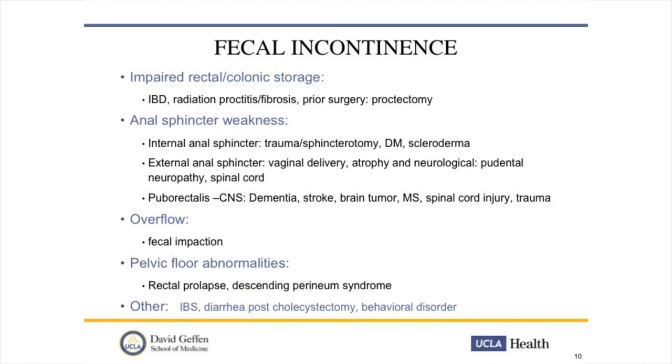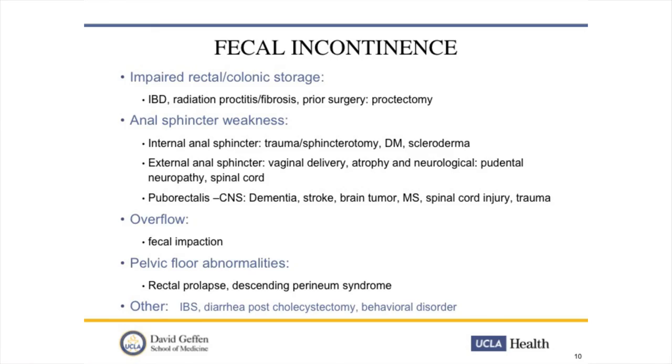Multifactorial, right? So the most important thing is, of course, you can have impaired rectal or colonic storage. It may be somebody who has inflammatory bowel disease affecting that rectosigmoid portion, so therefore the stool is unable to be retained or stored. But it may be anal sphincter weakness, internal anal sphincter, for example, either trauma or diabetes, scleroderma. Patients will have loss of stool, but they don't have urge to defecate. So we call it passive incontinence.